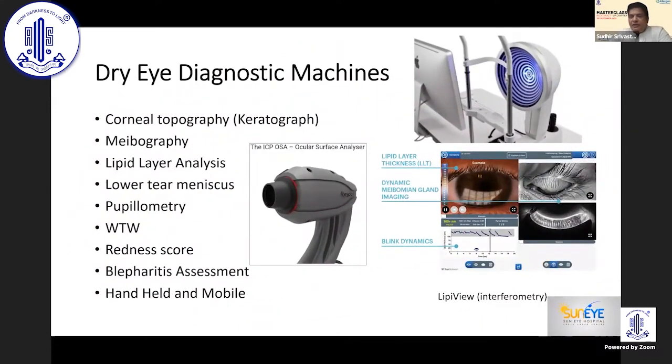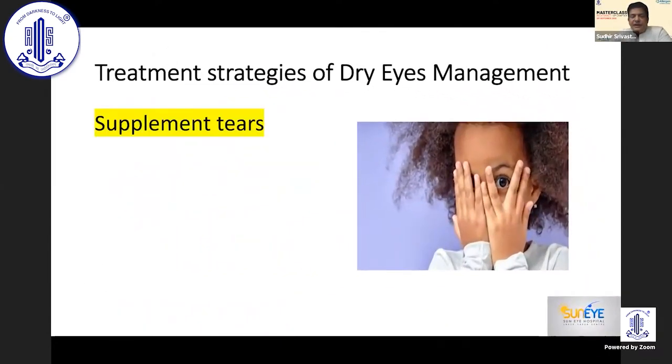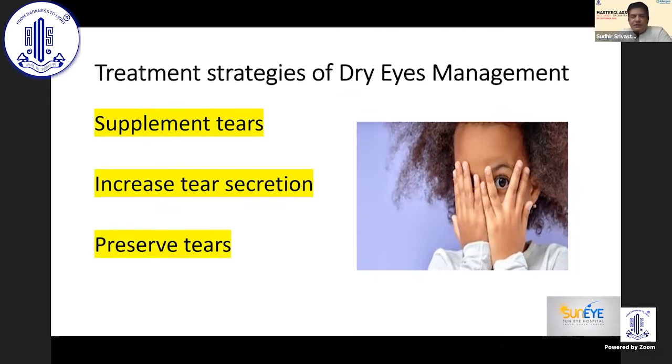So regarding machines, they are not important. I'm not advocating that every clinic must have one, but obviously if you have access to this, like we have a keratograph, with these equipments we can do documentation, and the documentation definitely helps in your long-term practice. So the strategy would be just to supplement the tears, increase the tear film secretions and preservation.